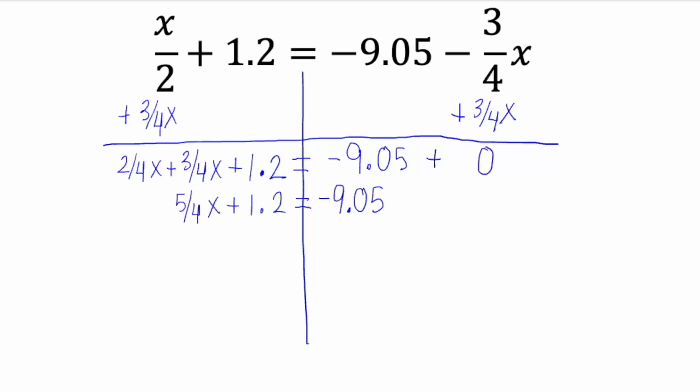Next, subtract 1.2 from both sides of the equation. 1.2 is added with the x term. The inverse operation of addition is subtraction. Subtract 1.2 is 0. Negative 9.05 subtract 1.2 equals negative 10.25.